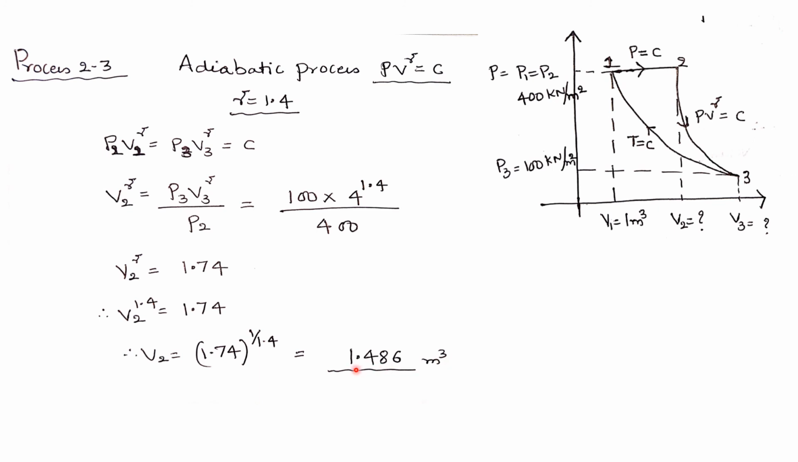This V2 value I have substituted in the previous slide, where I calculated the work done, because in that problem V2 was unknown. So first we calculated V2 and then I calculated the work done during the constant pressure process. Now we will calculate the work done during this adiabatic process.